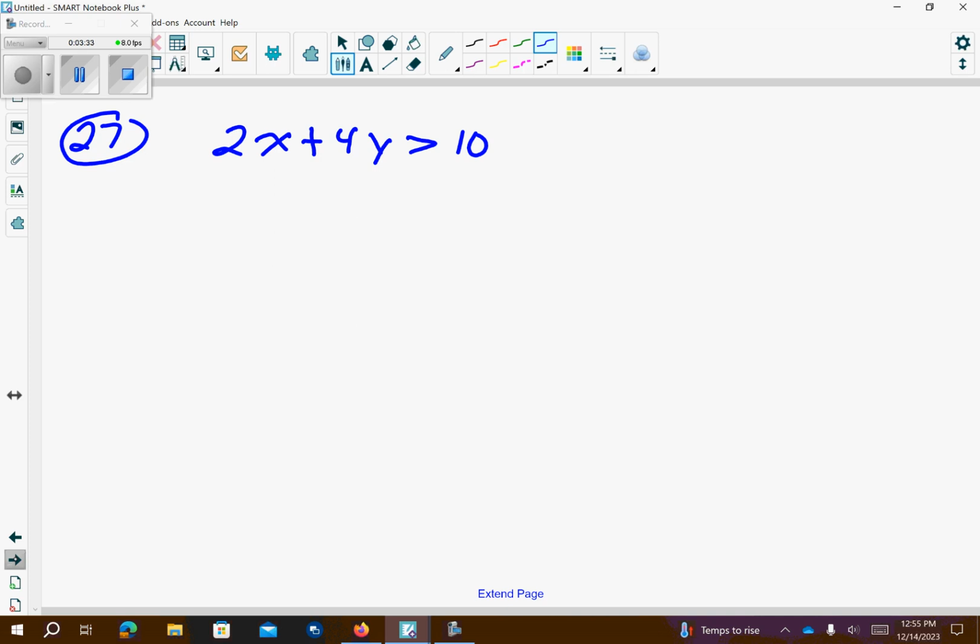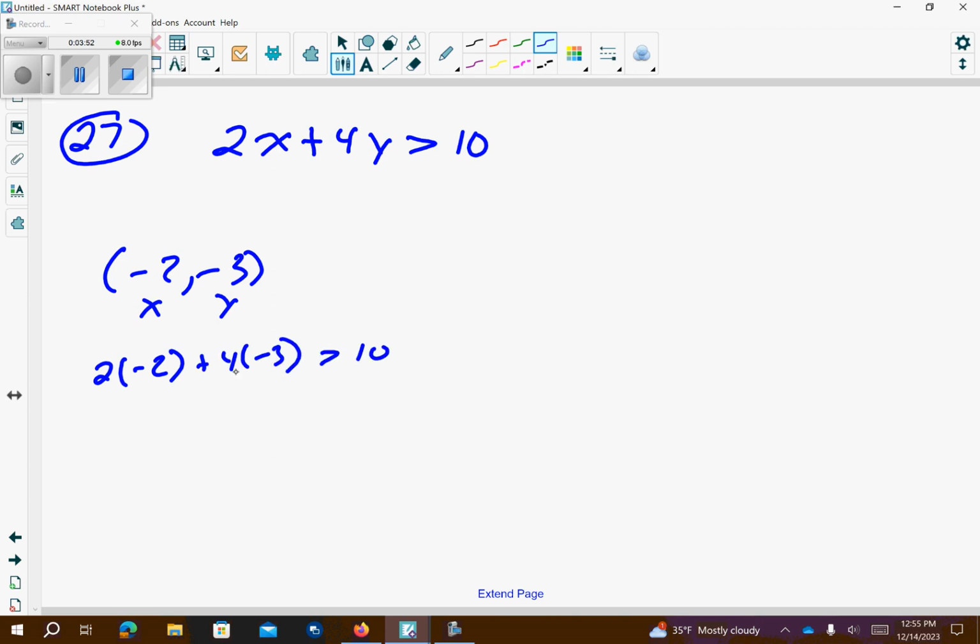Number 27, we want to find a solution to the inequality. So all I have to do on this one is I'm going to take my values and plug them in. So I'm going to try negative 2 comma negative 3 first. This is an x and a y. So I'm going to get 2 times negative 2 plus 4 times negative 3. Is that greater than 10? Is negative 4 minus 12 greater than 10? That's no, so that doesn't work.